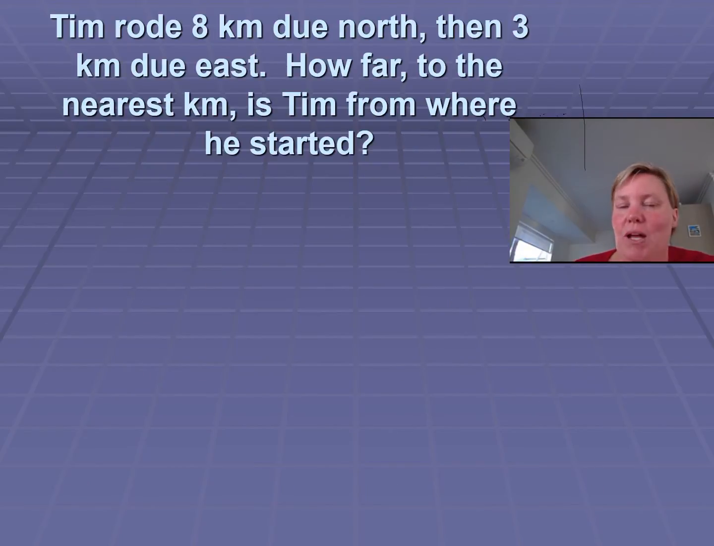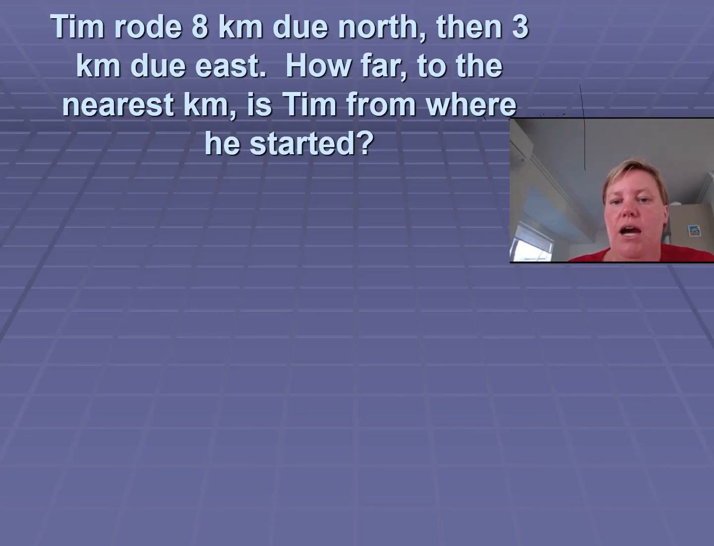Right, let's try a second one here. Tim, for want of a better name, because it's nice and short, rode 8 kilometers due north. Now, due north means this. Then he went 3 kilometers due east. Now, east is this way here. And it said, how far, to the nearest kilometer, is Tim from where he started? Okay. Oh, actually, I've drawn the diagram wrong, and I'm just going to correct it for you. Oh, look, there's an erase function.